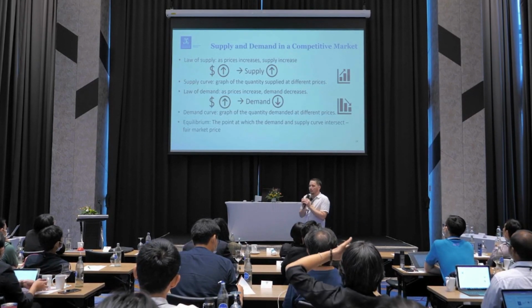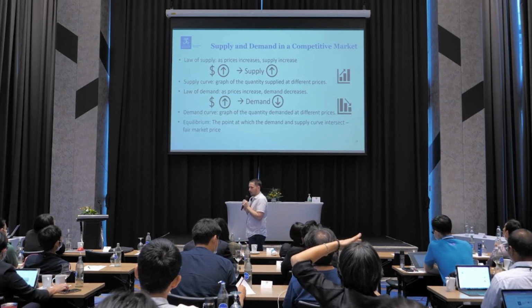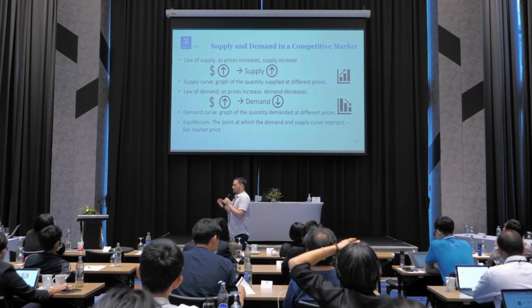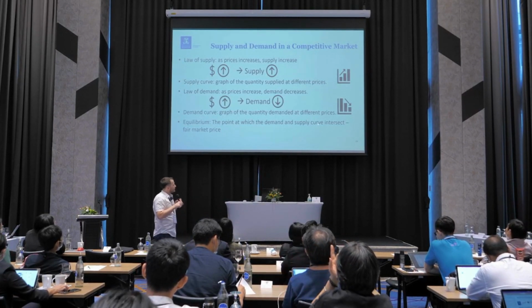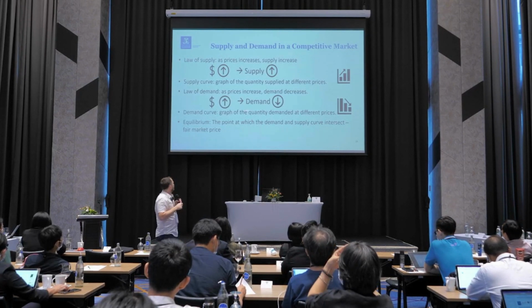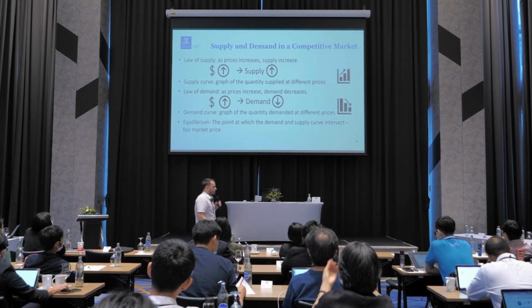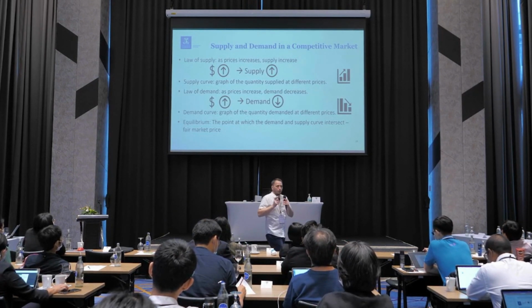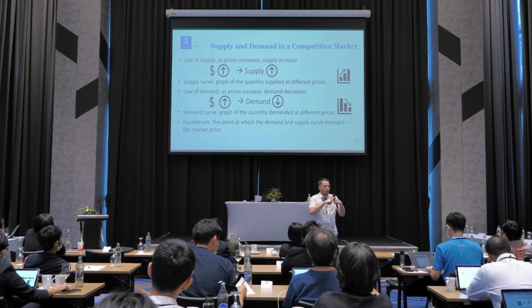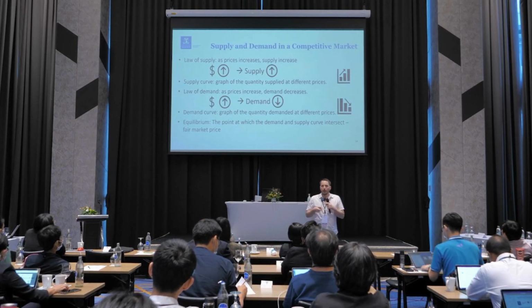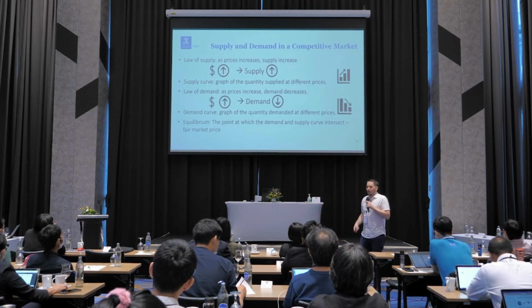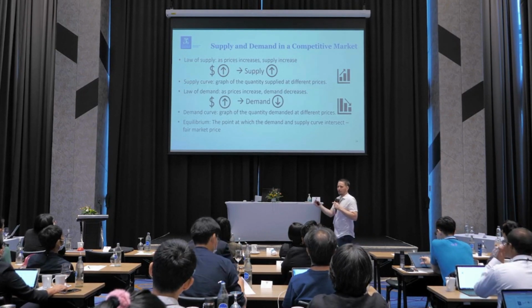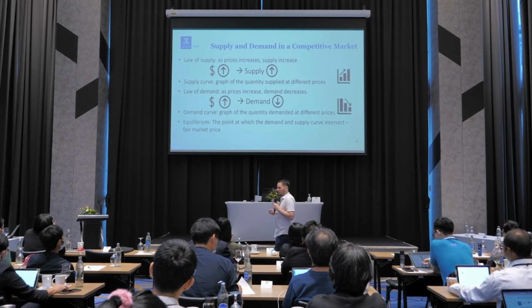So then there's a special point in economics called the equilibrium, which is where it settles, right? This is the point at which the demand and supply curves intersect. So this is considered a fair market price. This is the point where the sellers and the buyers agree this is the right price. And you have probably experienced this firsthand if you go to the wet market and you're trying to negotiate the price of vegetables or something.